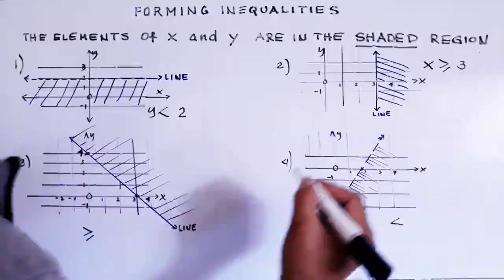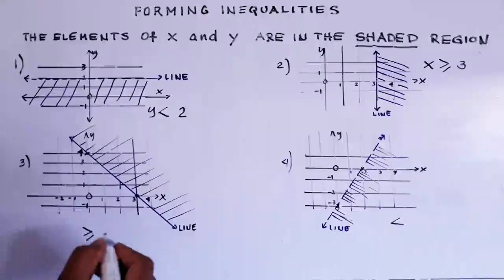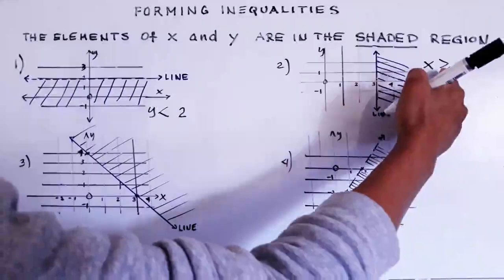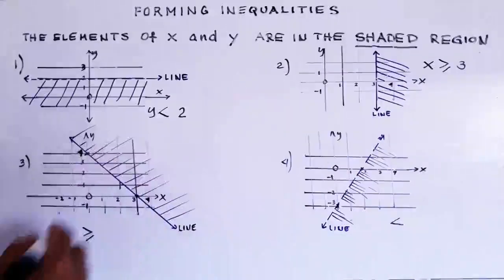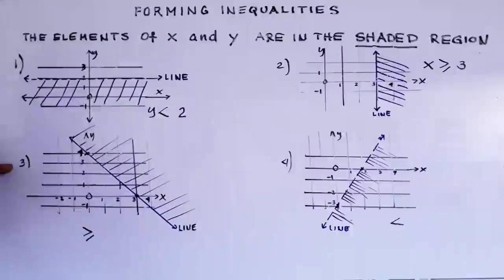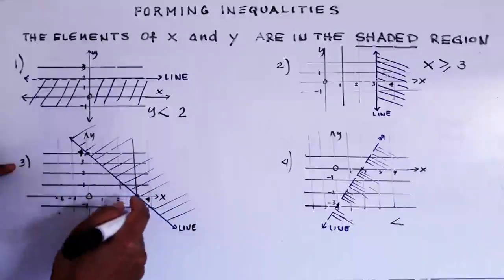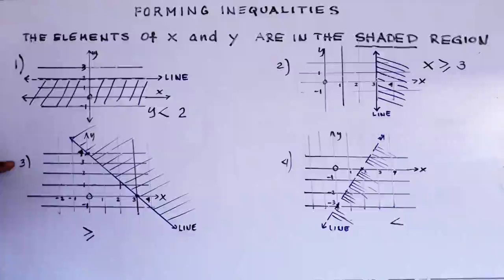So that is a vertical line. X greater than or equal to 3. That is the inequality for number 2. For number 3, we don't have vertical here, we don't have horizontal, then we use the slope intercept form.